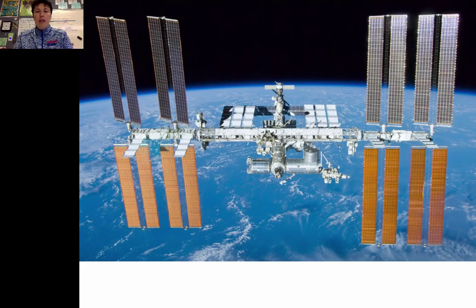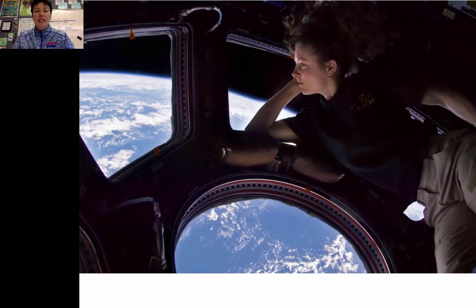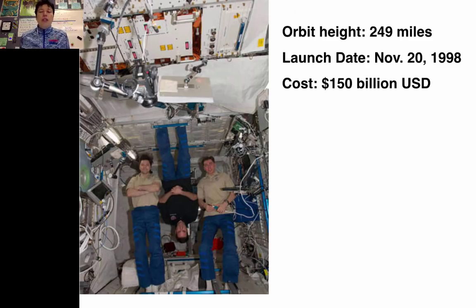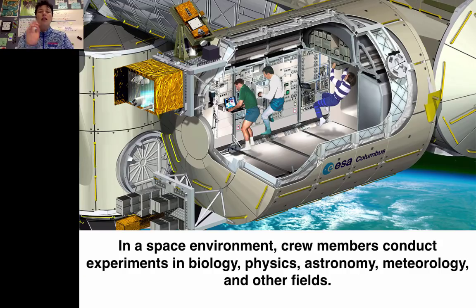Okay, another example. Have you seen this before? This is our International Space Station. It's pretty cool. It's up orbiting Earth as we speak, as I'm making this video. And there's one of the scientists inside looking down on Earth. Cool view, huh? So the International Space Station, let me tell you a little bit about it. It is 249 miles above Earth, orbiting us, and it launched in November 1998. So it's been up there since 1998. And it cost 150 billion United States dollars to build it and put it up there. Basically, it's just circling the Earth.